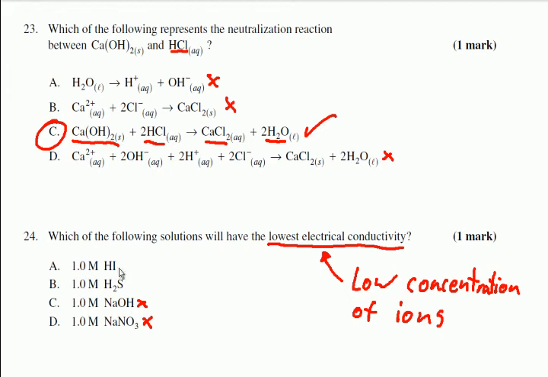Now, here's 2 right here, HI and H2S. HI is a strong acid, and a strong acid means that 100% of this is going to ionize. So again, you're going to have 1.0 moles of H plus ions and 1.0 moles of I minus ions. Okay, so these ones aren't it. So we obviously know it's going to be this one. Now, why is H2S the correct answer?